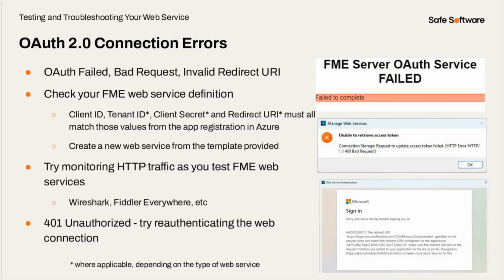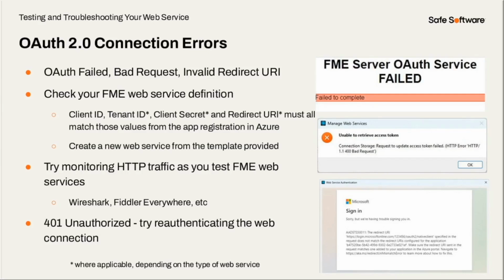And the very first step in troubleshooting these errors is to check your FME web service definition. Under that manage log, go and check your web service definition. Verify your client ID, your tenant ID, client secret, all of those particulars that you had to input. Just go through them again. Make sure they look good as compared to your Azure registered app.